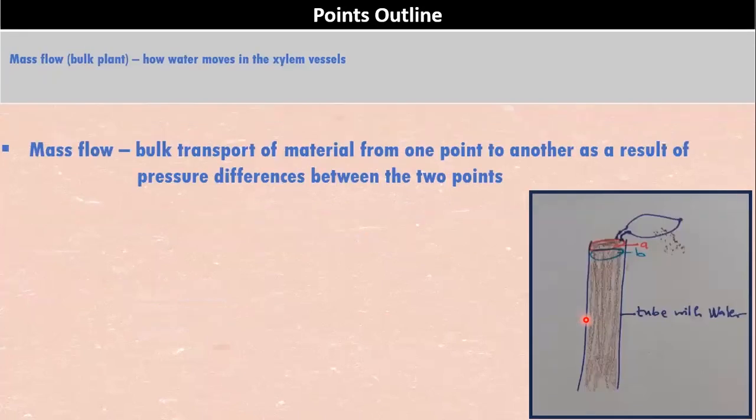Now, what are the other terms we will meet? Mass flow is another term, which is how water moves in xylem vessels. The water moves in bulk. That is mass flow: bulk transport of materials from one point to another due to pressure differences. So if the pressure is low at the top here and the pressure is high here, water with all the substances dissolved in it will be moved in bulk, and that is mass flow.